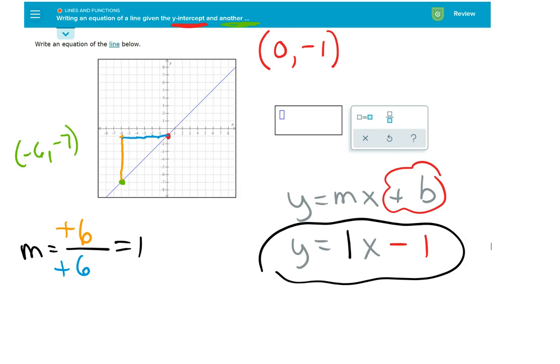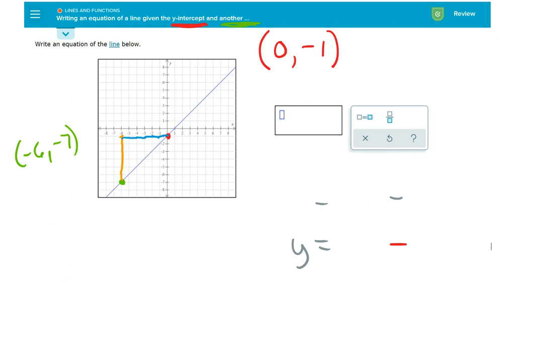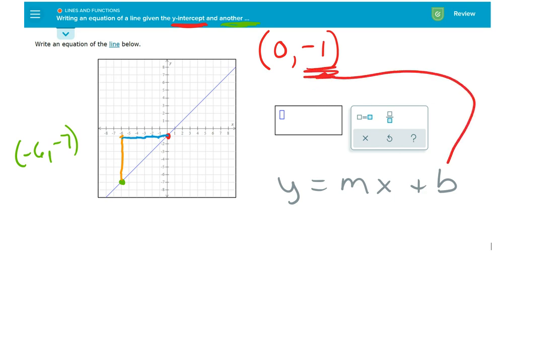If I did not have the graph, because there may be another problem where you don't have the graph and you can't do this right here, then what you would do is you would still use the y equals mx plus b. I would still put the y-intercept of -1 right here, but then this is an ordered pair of x, y. I would put the x, the -6, right here, and the y, -7, right there.